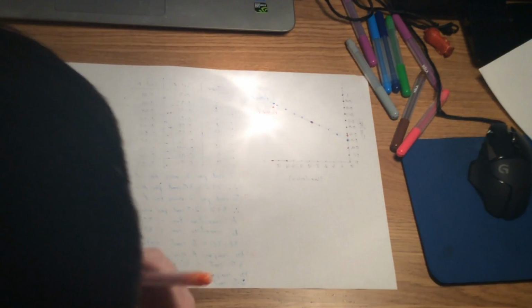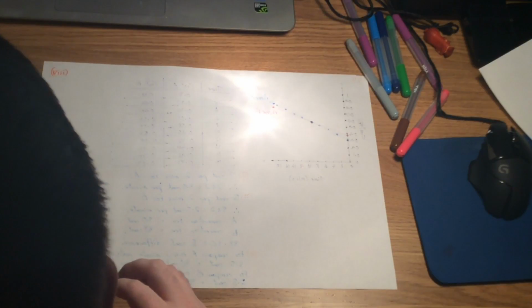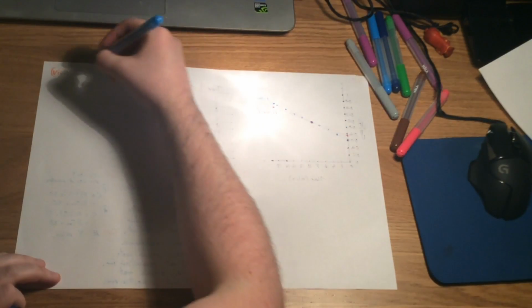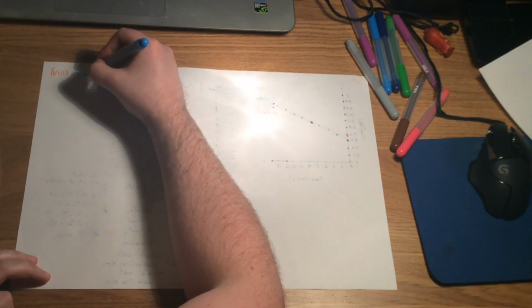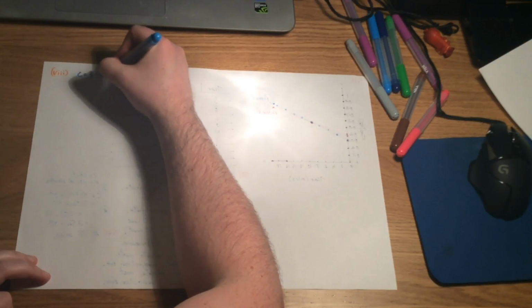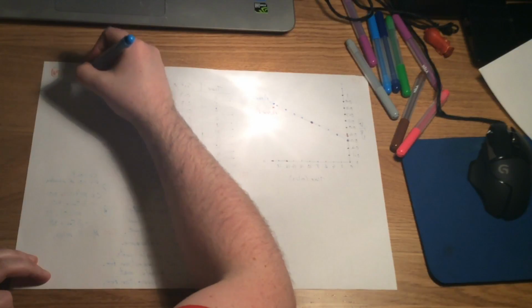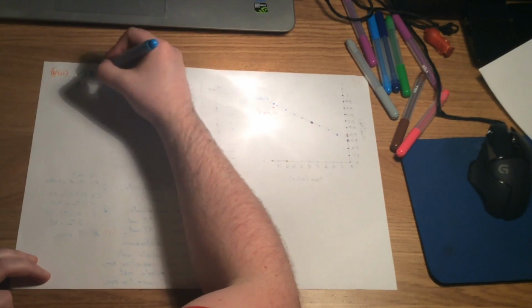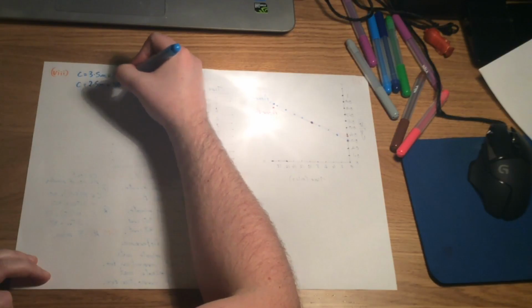Okay? Says verify by algebra. Check your answer using algebra, right? So for my algebra, it was the cost is equal to 3.5 M plus 30. That was for A, and for B, C was equal to 2.5 M plus 38. Okay?